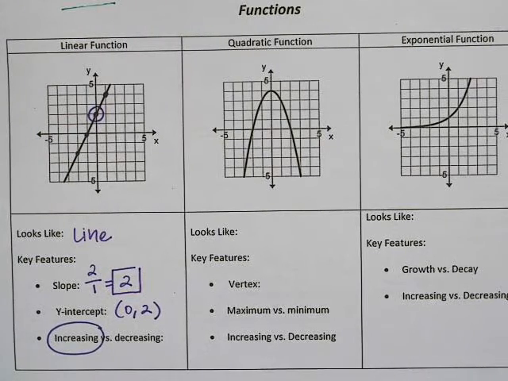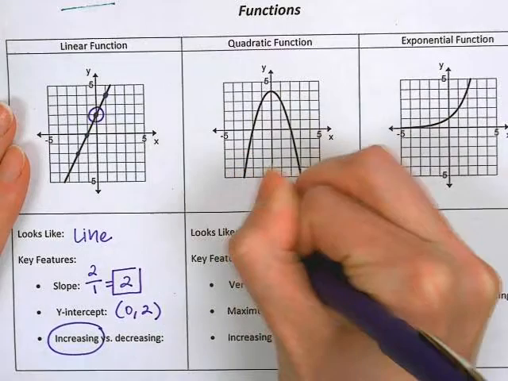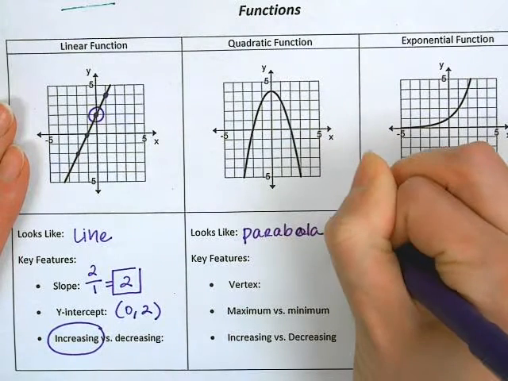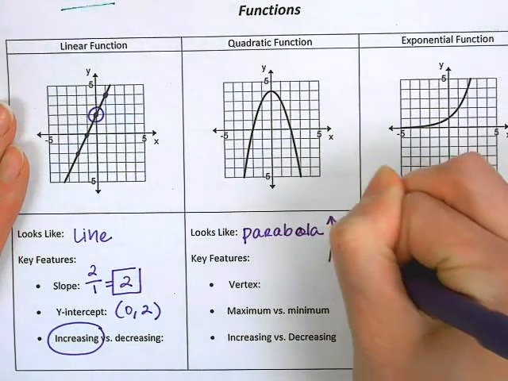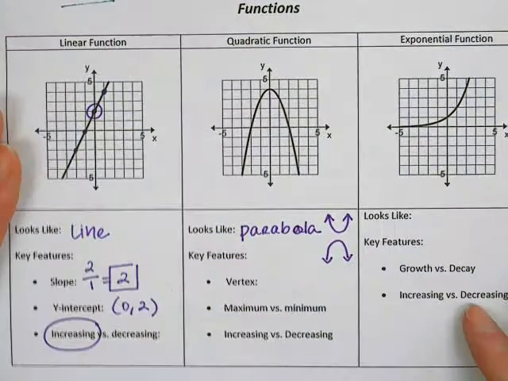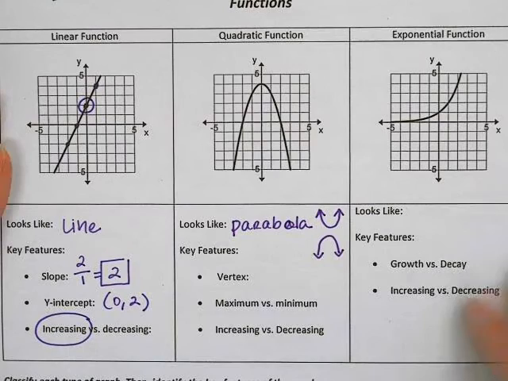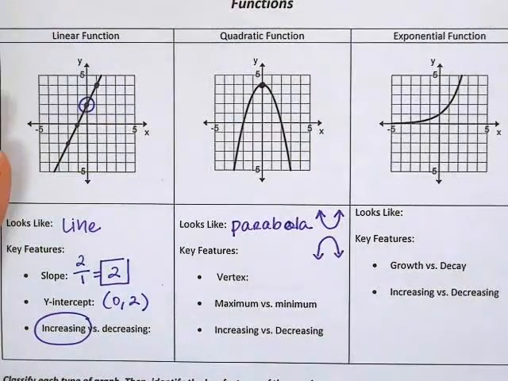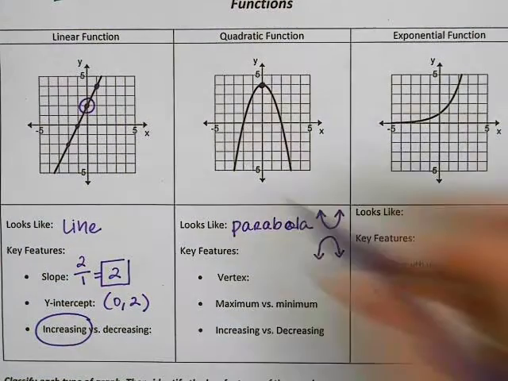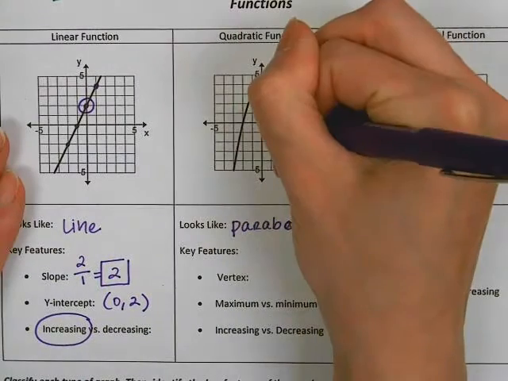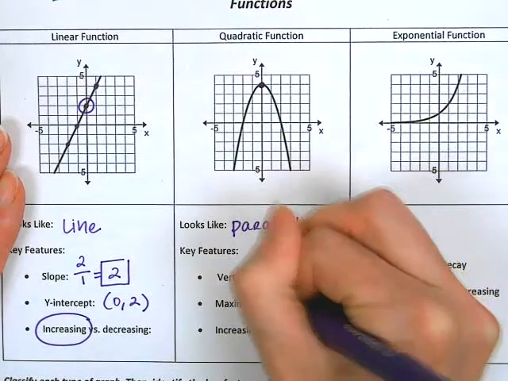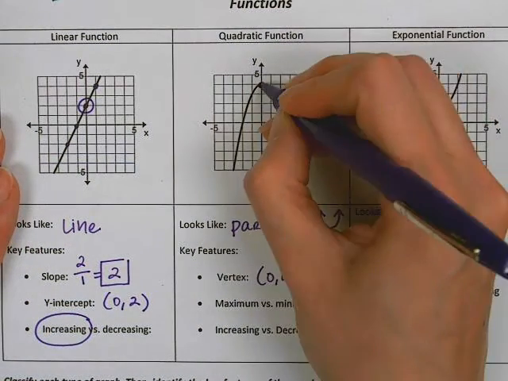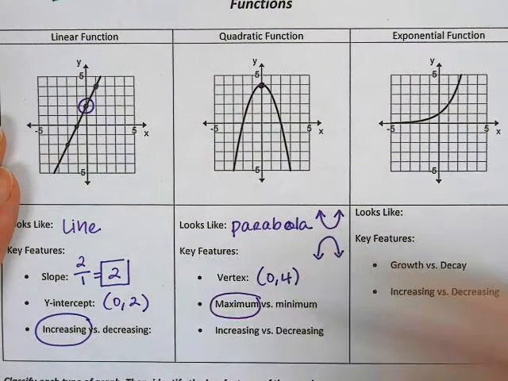For a quadratic, it looks like a parabola. And that's a U, either a U facing up or a U facing down. And the key features you need to know how to find for a parabola are the vertex. Remember, that is the point, either the max or the min, the turning point where the graph turns around. And it looks like it is at the ordered pair 0, 4. Because it is at the top of the graph, it is a maximum.